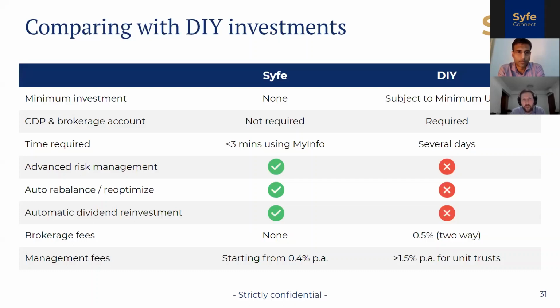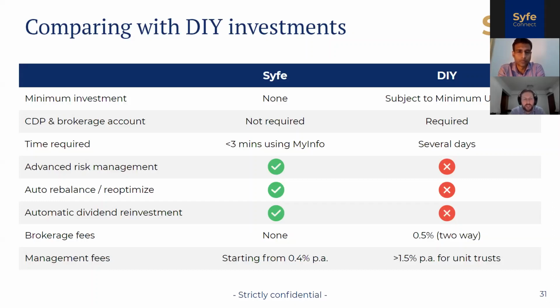We also have automatic dividend reinvesting. So if a particular ETF or REIT paid out a dividend, that would be automatically reinvested by SIFE for you. Now, if you were to hold that ETF or REIT directly, the dividend would typically get paid to your bank account, and you would need to build up a minimum amount before you could reinvest that back into the REIT or ETF or whatever your investment vehicle is.